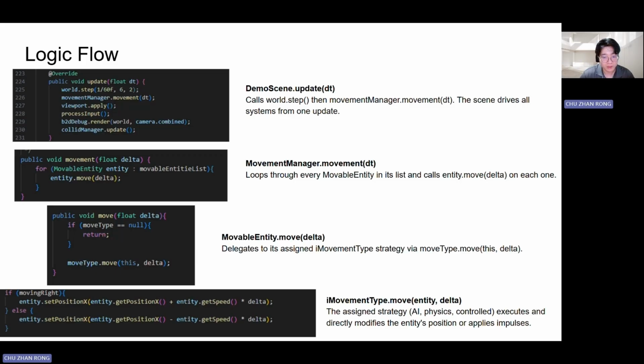Next, each movable entity receives that call and immediately delegates to whatever iMovementType strategy is assigned to it. Movable entity itself contains no movement logic whatsoever. The assigned strategy, whether it's AI, physics, or keyboard control, executes and either directly modifies the entity's position or applies forces to its physics body. The key point here is that there is no movement logic living in the movement manager or movable entity. It's entirely pushed down to the strategy.